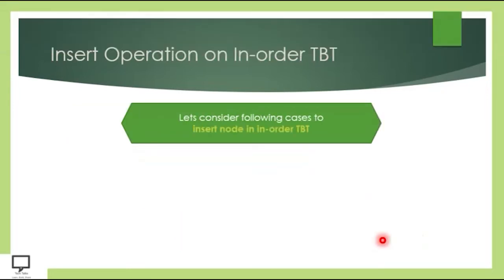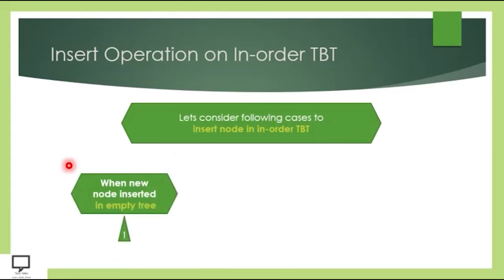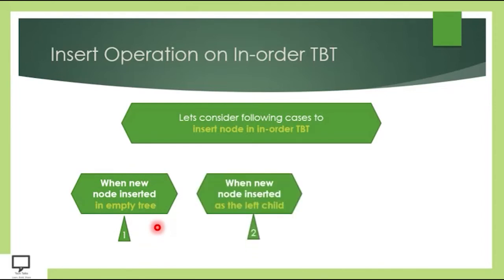Now, we have seen that there are three types: in-order threaded binary tree, pre-order threaded binary tree, and post-order threaded binary tree, of which we are focusing on the in-order threaded binary tree. While performing the insertion operation, we are supposed to take care of a few cases. So let's see the first case. The first case is when a new node is inserted in an empty threaded binary tree. It means that the first node is being inserted, and this case will help you create the threaded binary tree. Now let's consider the second case.